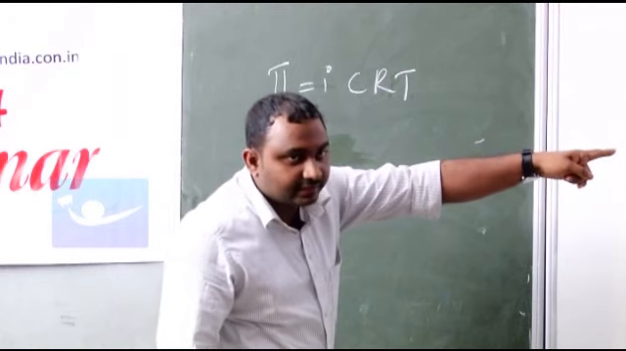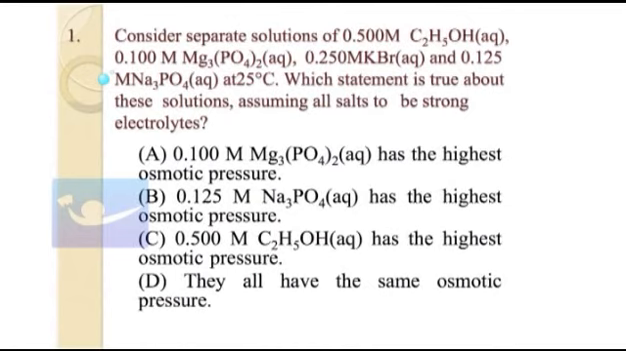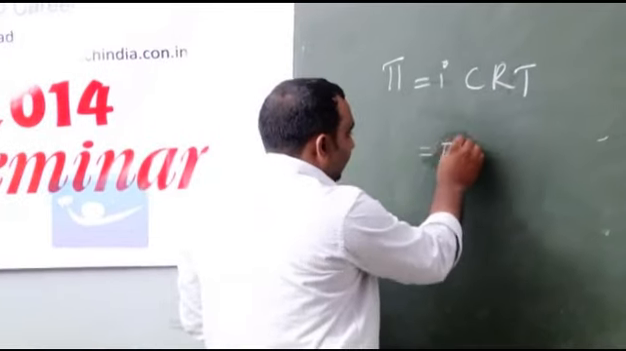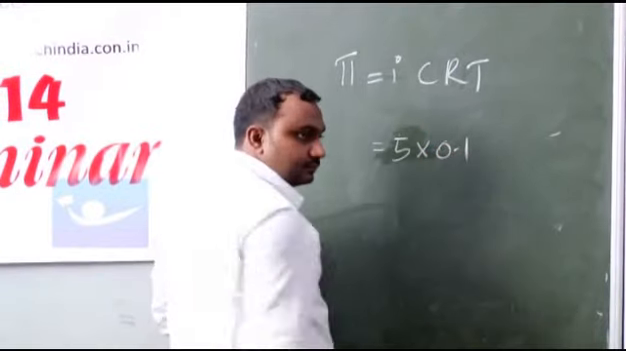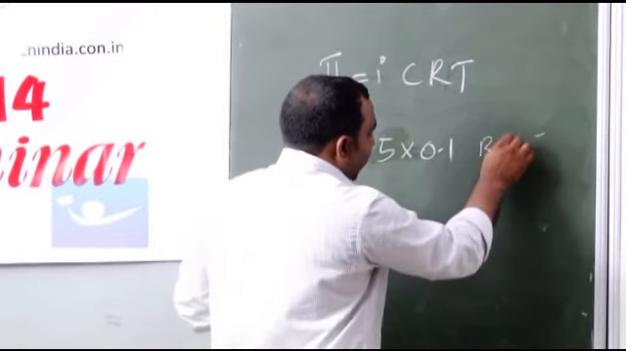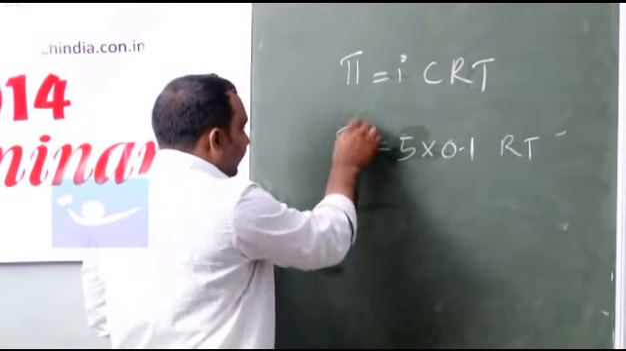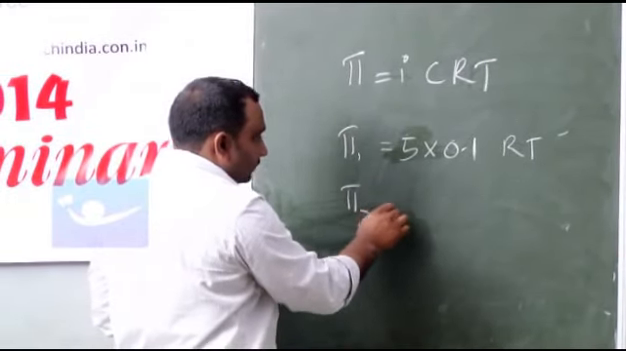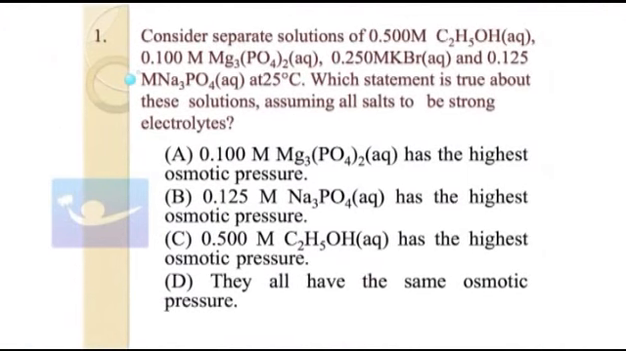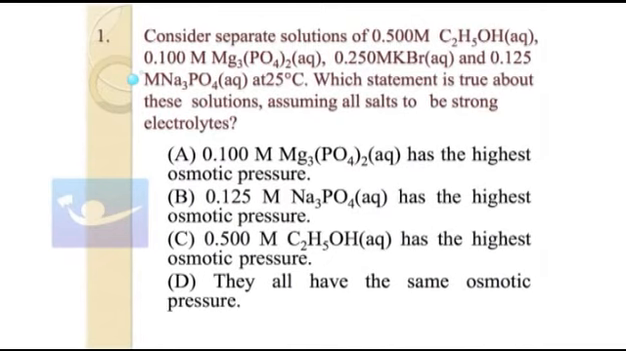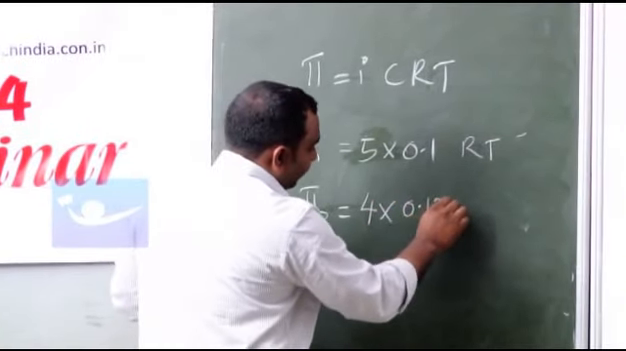How many particles are there? Mg3(PO4)2, dissociating, how many particles will you get? 5. And what is the molar concentration? 0.1. Okay, and we will take RT as it is. And this is the first case, pi 1. For pi 2, what is the molar concentration? 0.125. And how many particles are present? 4. So 4 into 0.125 RT.